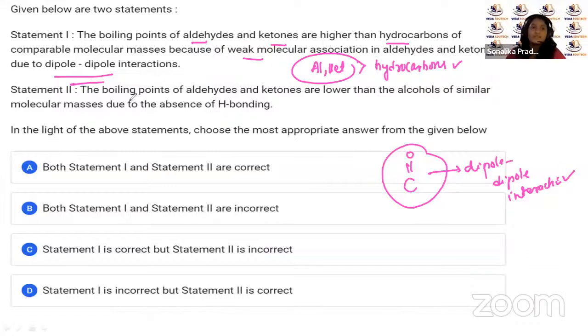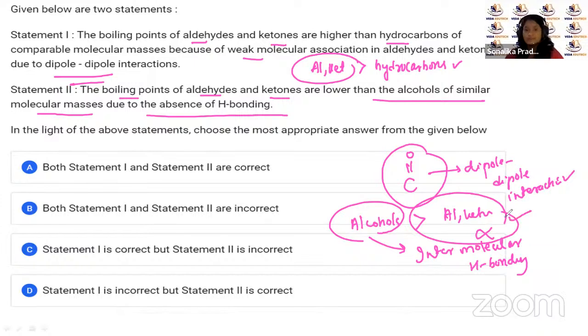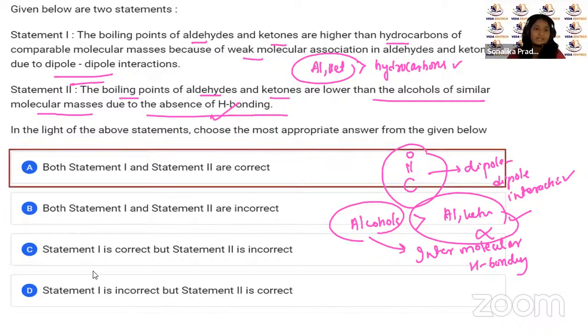Looking at the next statement, the boiling point of aldehydes and ketones is lower than that of alcohols of comparable molecular masses due to absence of hydrogen bonding. The next statement is telling us that alcohols have higher boiling points than aldehydes and ketones, because alcohols have intermolecular hydrogen bonding, but there is absence of intermolecular hydrogen bonding here, right? So this statement is also correct. So can I say that both statement 1 and 2 are correct? Yes or no, children? Yes. Okay.